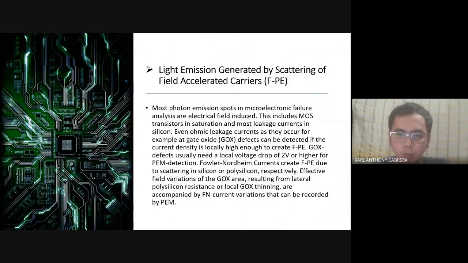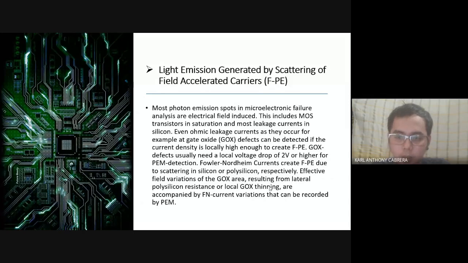Most photon emission spots in microelectronic failure analysis are electrical field induced. This includes most transistors in saturation and most leakage currents in silicon. Even ohmic leakage currents as they occur, for example at gate oxide or GOX, defects can be detected if the current density is locally high enough to create FEE. GOX defects usually need a local voltage drop of 2 volts or higher for PEM detection.